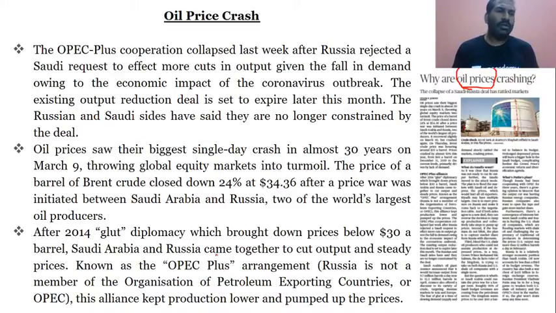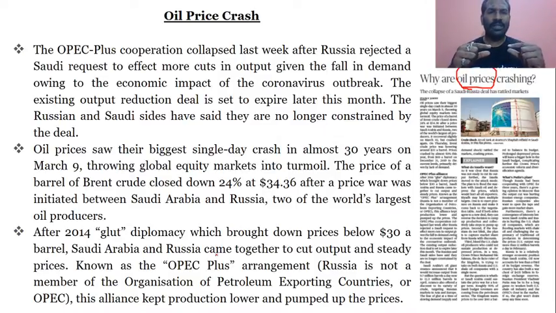the demand for crude oil. The demand is directly related to the supply of crude oil, so there has to be a clear balance between the supply and demand. But because of the coronavirus outbreak, the demand has become less, which was a cause of concern in the international crude oil prices. When the demand is low and the supply is high, the prices will definitely come down.